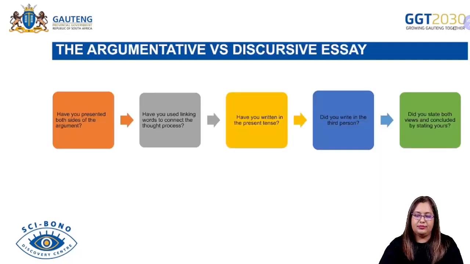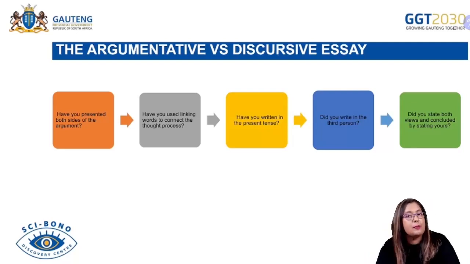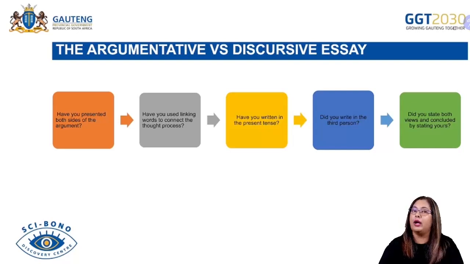Then look at the discursive. Have you presented both sides of the argument? Have you again used linking words to connect the ideas? Have you written in the present tense? Did you write in the third person? Remember, that's crucial because you are not arguing one viewpoint where you would then be able to use I believe so. Okay, so in the discursive, the third person. Did you state both sides of the views that you hold and then conclude by stating yours only in the conclusion, not before that?